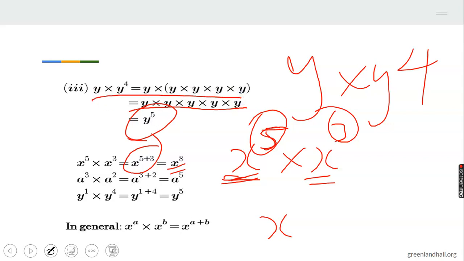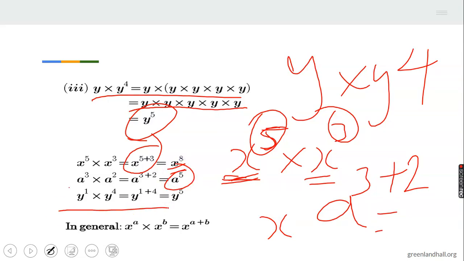Now, look at the second one too. A power 3 times a to power of 2. Since they are of the same letter, take one of the letters, you do the addition of their index. We have a raised to power 5. The same thing with when you have y times y raised to power 4. Y standing alone also means y to the power of 1. Now, since we have the same letter, you add their power together. That is y to the power of 1 plus 4. We have y to the power of 5.